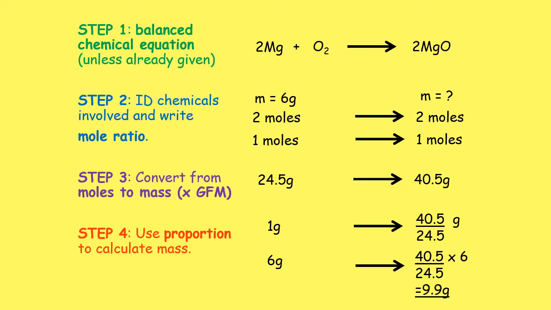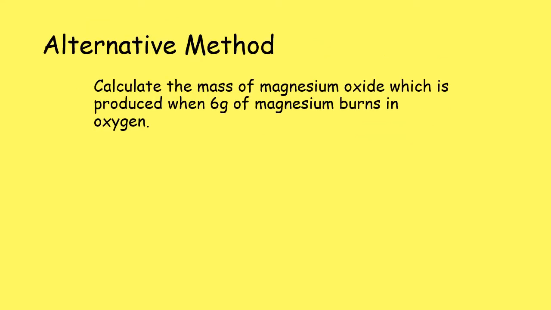40.5 divided by 24.5 multiplied by 6, and that gives us 9.9 grams. So we've now been able to say that if we use 6 grams of magnesium, we should be producing 9.9 grams of magnesium oxide. Now, an alternative method for doing this question has us calculate the number of moles.